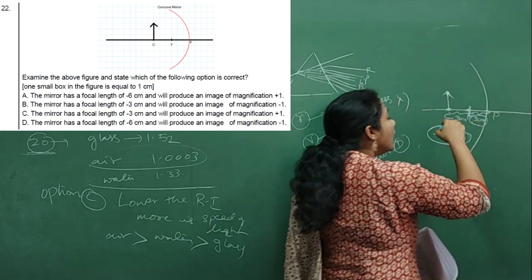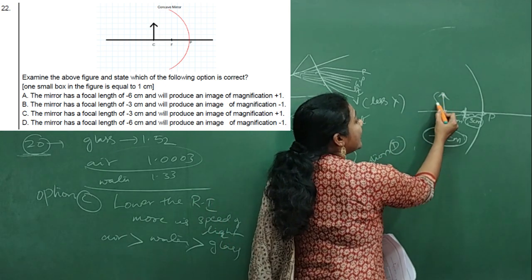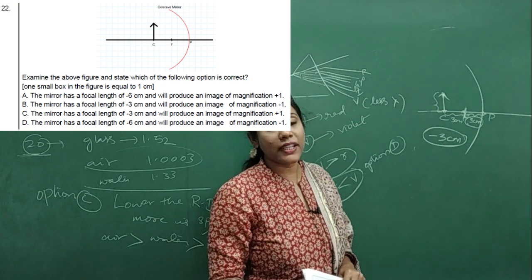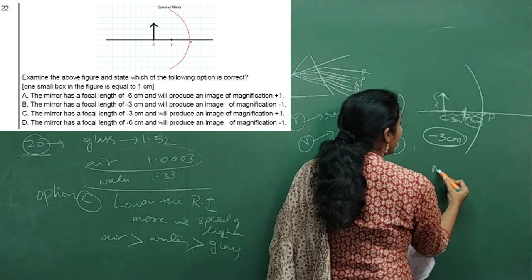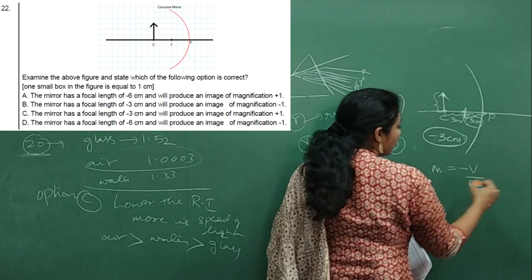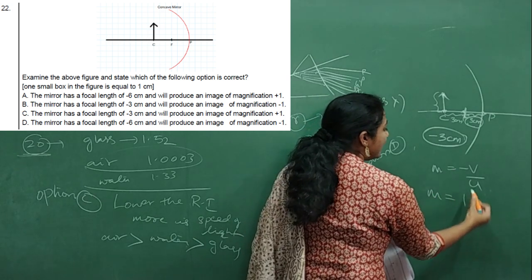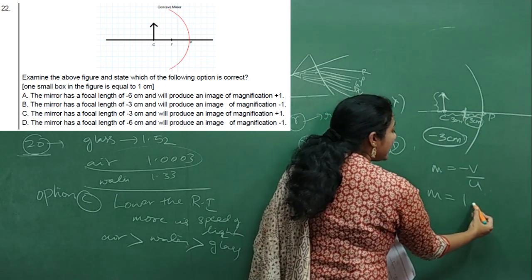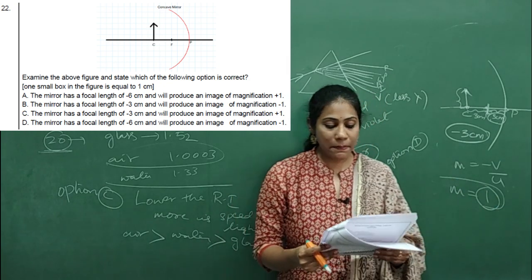Image is also formed at center of curvature only, but in an inverted position. And the size of the object will be similar to the size of the image. Okay, size of object is similar to size of image. So what is the formula to calculate magnification? Minus v by u, right? So v by u is equal to 1. See, object size and image size is same. So you will get 1 as your answer, isn't it? So magnification value is minus 1.